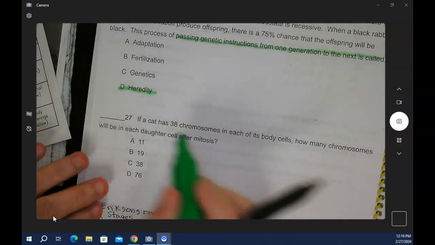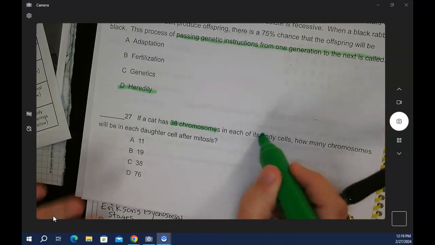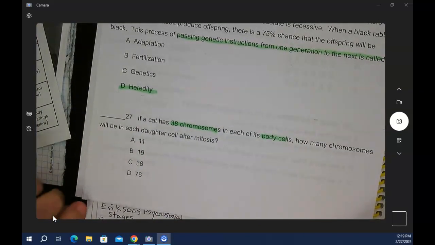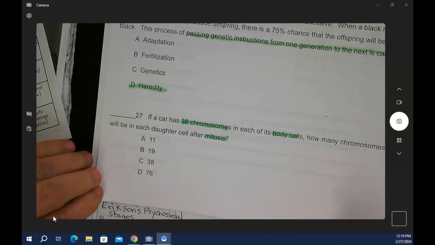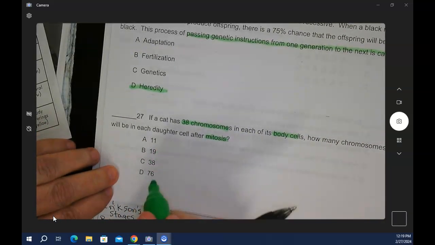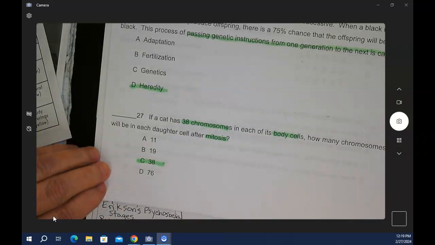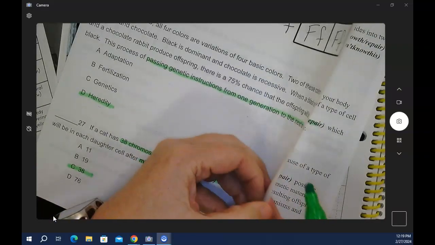27. If a cat has 38 chromosomes in its body cells, how many chromosomes will be in each daughter cell after mitosis? 11, 19, 38, 76. 38. It's a body cell. Mitosis. 28.